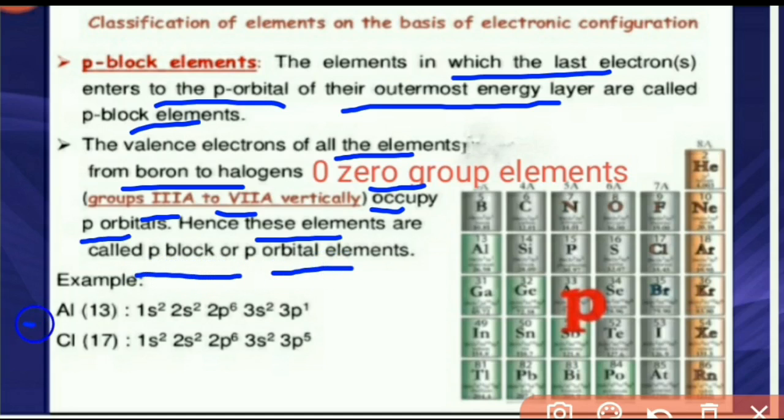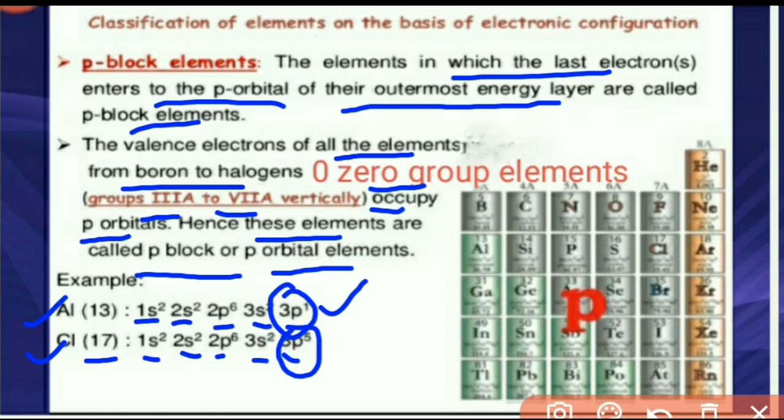For example, the electronic configuration of aluminum, atomic number 13, is 1s2, 2s2, 2p6, 3s2 and 3p1. Here the last electron enters the p orbital, so aluminum belongs to the p block elements. Next, the electronic configuration of chlorine, atomic number 17, is 1s2, 2s2, 2p6, 3s2 and 3p5. So here also the last electron enters the 3p orbital, so it also belongs to the p block elements.